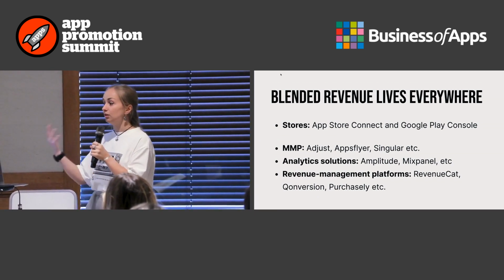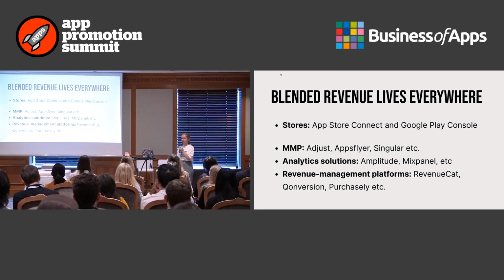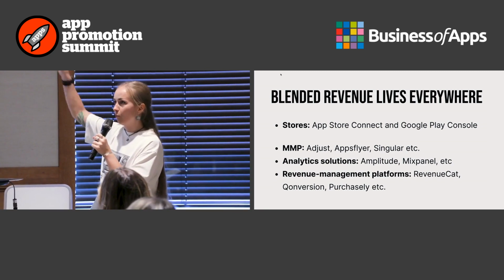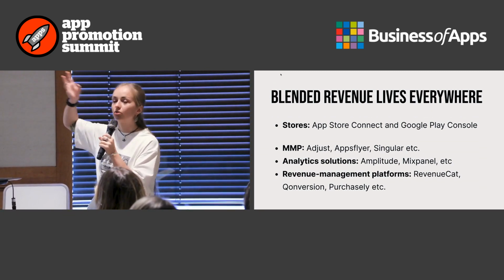So blended lives in different places. Most importantly, it lives in stores, and then it lives in MMPs, analytics solutions providers, or revenue management providers. Why is there a little blank between them? Because those are 2 different sources. What I mean by this is, stores have one source of truth, and MMP, analytics, and revenue are all interconnected.